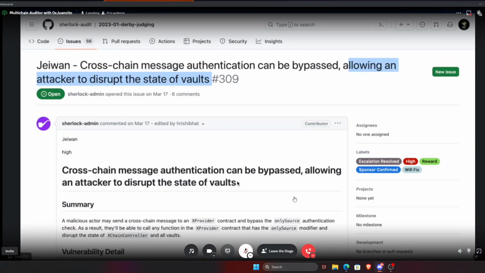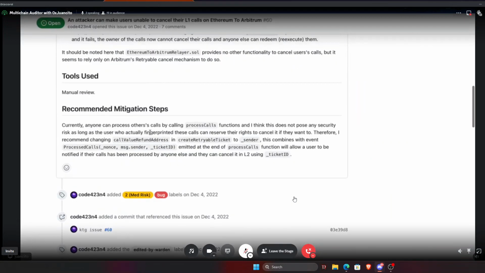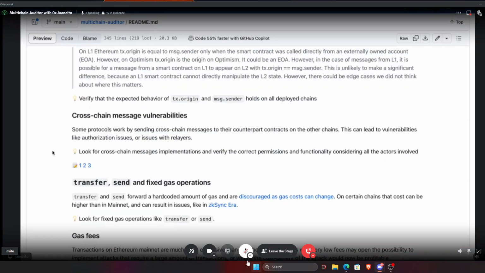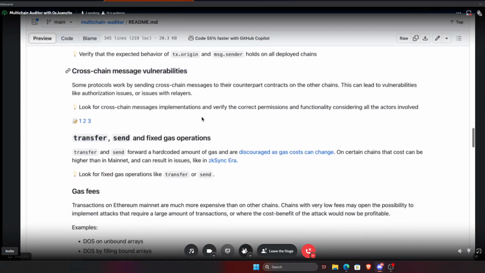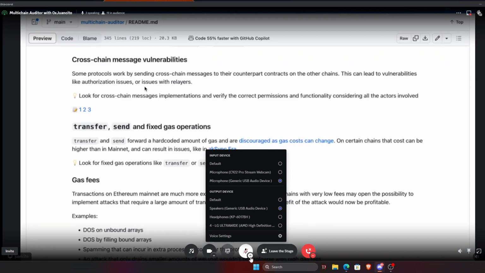So in all of these cases, when doing cross-chain messaging, please be very mindful of who is relaying the calls, who is processing the calls, and what permissions they have when they do that. That's the main advice on these cross-chain message vulnerabilities. You may find a lot of others because each protocol will be different, but the general message is to be very mindful of authorization, because it seems to happen quite a lot.